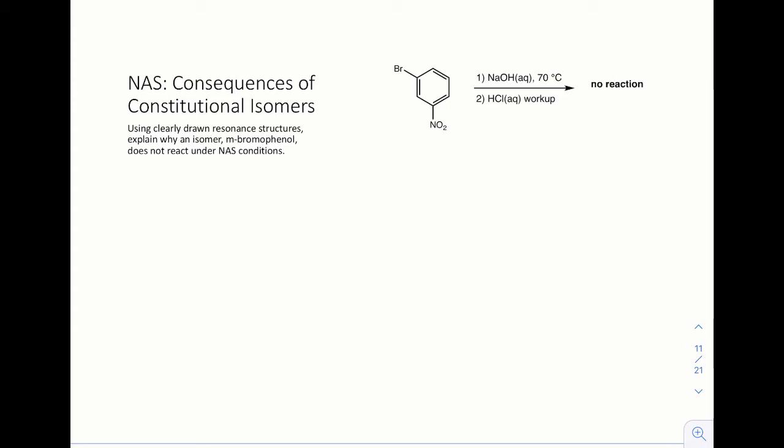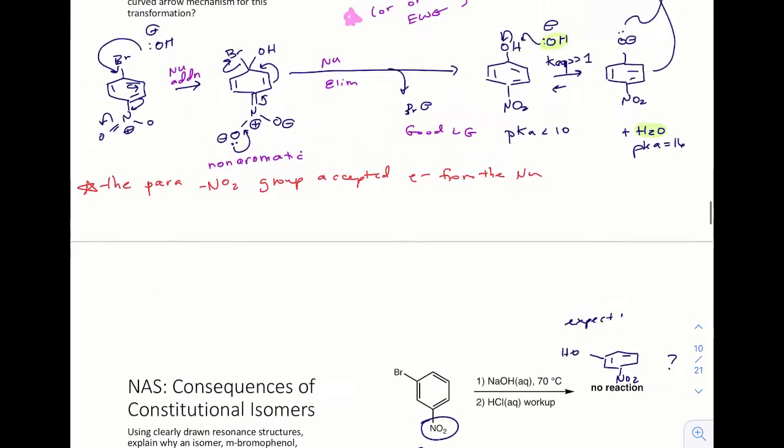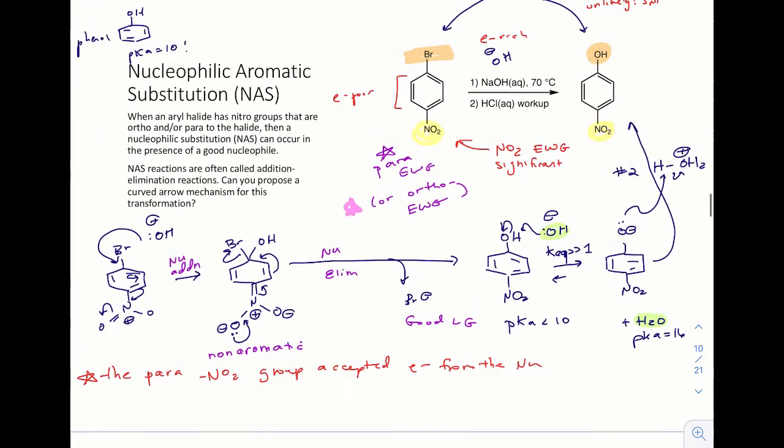However, for meta-bromonitrobenzene, no reaction is observed under these nucleophilic aromatic substitution conditions. Why is that? There's still an electron withdrawing group on the bromobenzene, so we might expect that the substituted product would be formed. However, recall in the previous example that the nitro accepted the electrons from the nucleophile via the pi framework.